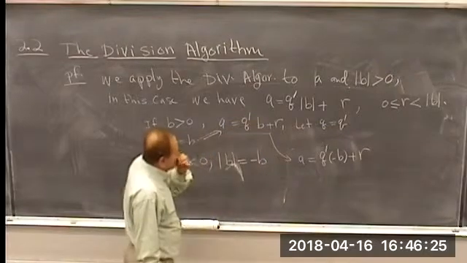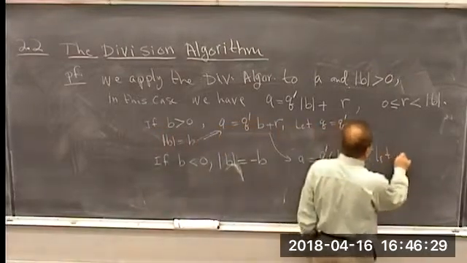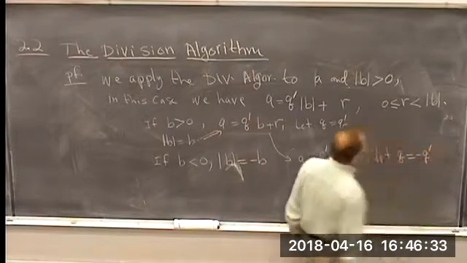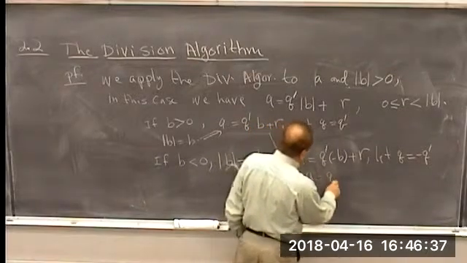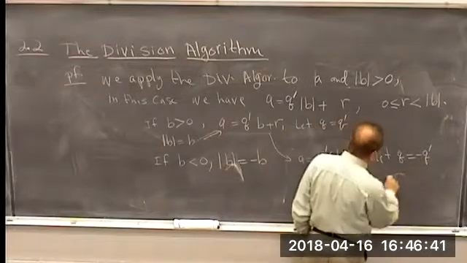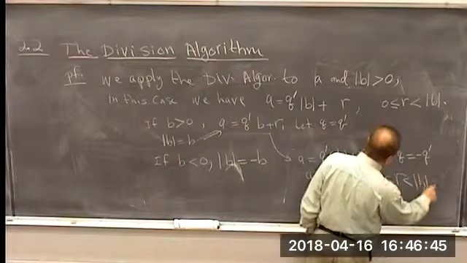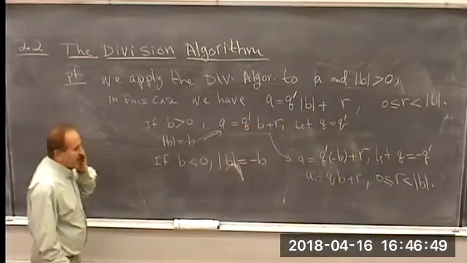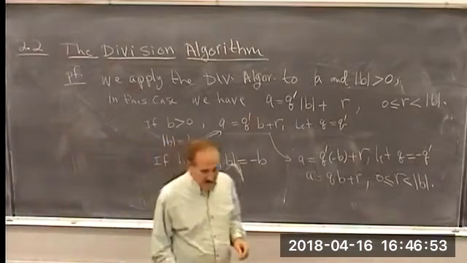Now, in this case, we're going to let Q equal negative Q prime. So then I can write this in the ordinary way, QB plus R, and in both cases, of course, R is bigger than or equal to 0 and less than the absolute value of B. All right? So there is no change in the R. It must be between 0, including 0, and the absolute value of B.